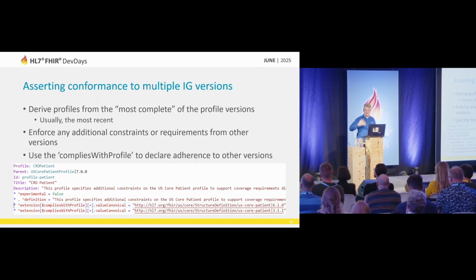And then we wanted to still say and make it really clear to everybody that, by the way, you are still meeting the regulatory requirement around 6.1 and around 3.1.1. And to do that, we use this complies with profile extension, which lets us say, hey, while we are deriving from 7, the set of constraints that we have, the terminology bindings, et cetera, mean that if you comply with this particular profile, you are also complying with these others. And the validator can actually go through and check to make sure that you are in fact meeting the rules of those additional profile declarations.